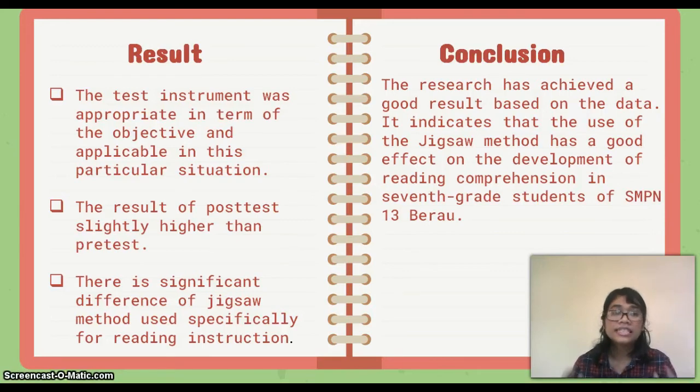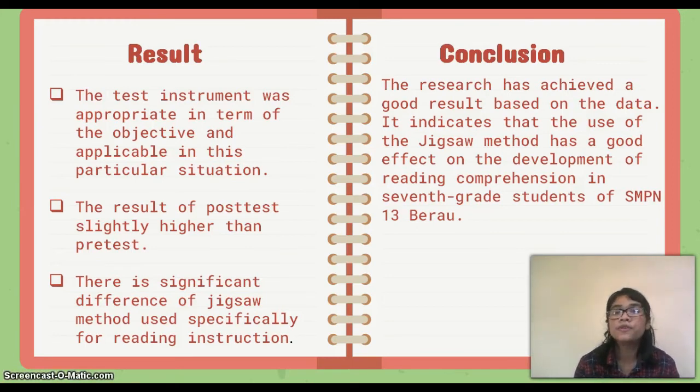First one is that the test instrument used in the research was appropriate in terms of the objective and applicable in this particular situation, because the prepared test is curricularly valid and reliable. And the second result, the score of the post-test is higher than the pre-test when conducting the jigsaw method in SMPN 13 Berau. And the third result is there is a significant difference from the jigsaw method used on respondents, specifically students in SMPN 13 Berau, during learning English as a second language or ESL, specifically for reading instruction.